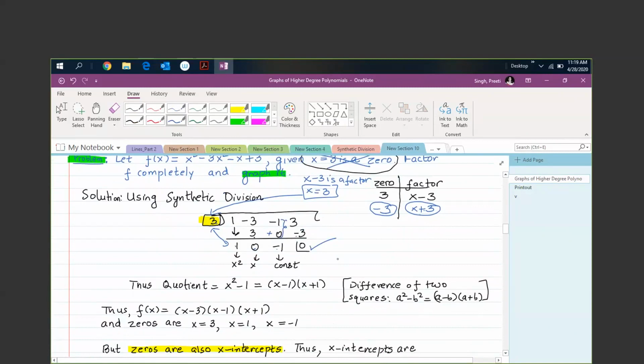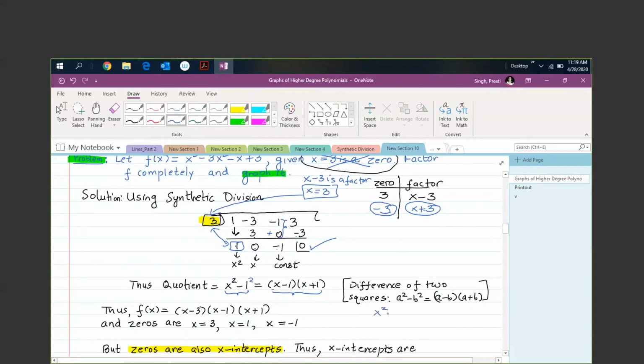I have to factor it completely, so I have to see what my quotient is. For my quotient, the first term is x squared, the second term is 0, so I don't have any x term, and the constant is -1. So the quotient is just x squared minus 1, which can be factored as x minus 1 times x plus 1. I don't know if you remember this, the difference of two squares. I have used it here to factor x squared minus 1. You can use other methods to factor, but this is very useful. x squared minus 1 can be written as x squared minus 1 squared, giving x minus 1, x plus 1.